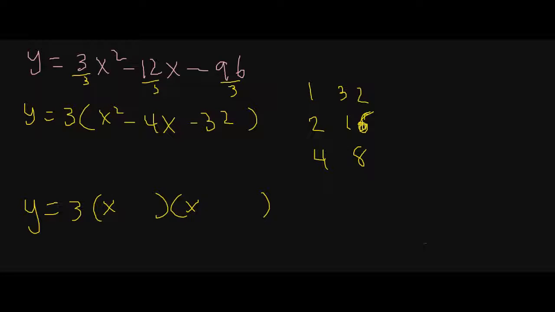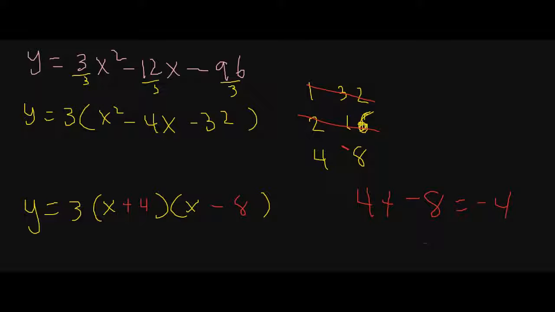So can we add or subtract 1 and 32 in any way to give me the negative 4? Well, nope, that's not going to work, so we can go ahead and cross that off. Can I add or subtract 2 and 16 in any way to get negative 4? Well, that's not going to work either, so we cross that off. And last but not least, can we add or subtract 4 and 8 in any way to get negative 4? Well, yeah, we could do 4 plus negative 8, which gives me negative 4. So therefore we know this should be x plus 4, and this will be x minus 8.